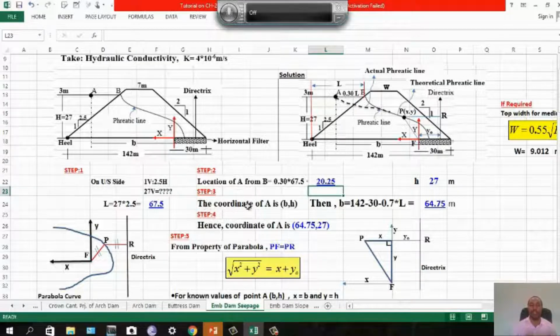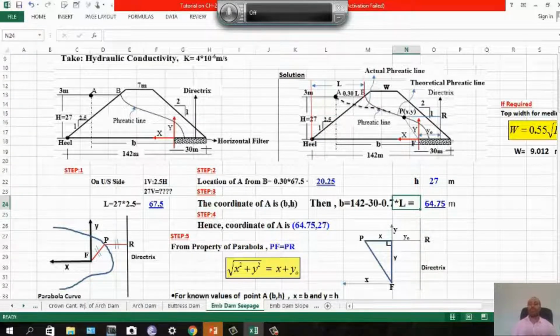Then the next step, the coordinate of A, which is B comma H. B is equal to 142 minus 30 minus 0.7 L. So this is this distance, 0.7 L. Once you have 0.3 L, then 0.7 L. If you multiply, you get this result, which is 64.75. So step 4, the coordinates of A, you can show now: 64.75, 27, which is B comma H.